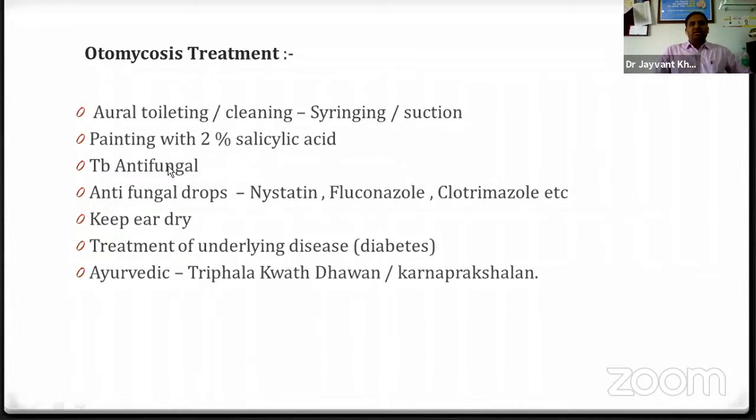Then antifungal tablets you can use like fluconazole; antifungal drops like nystatin, fluconazole, clotrimazole are used two times a day. Keep the ear dry. Treat underlying diseases like diabetes. Ayurvedic: Triphala Dhavan and Karna Prakshalan. Triphala or any anti-infective Ayurvedic medicines you can use.